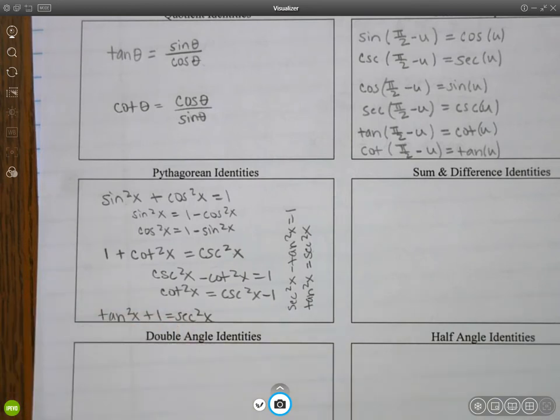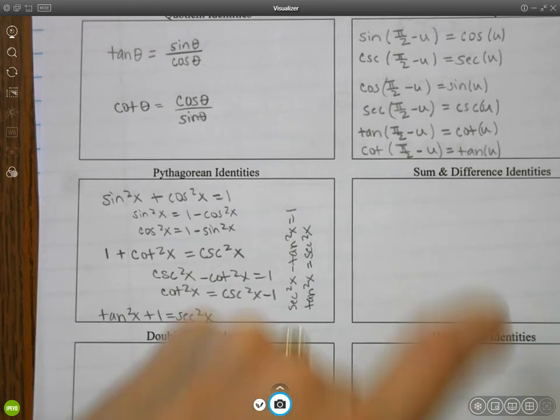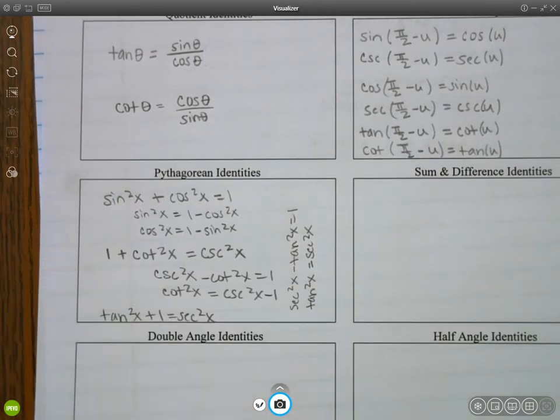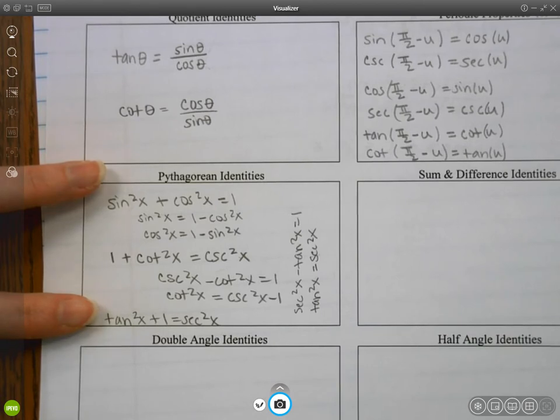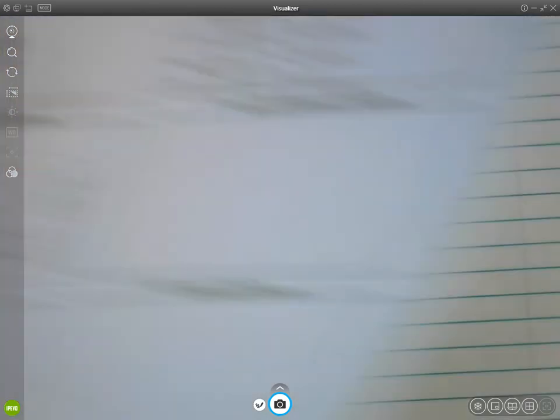Okay, so now that we have all of our identities that we need to know right now, we'll get these other ones after Thanksgiving break. We're not going to get those right now. So let's see what we can do. We're going to concentrate for the first part of today on using these Pythagorean identities.